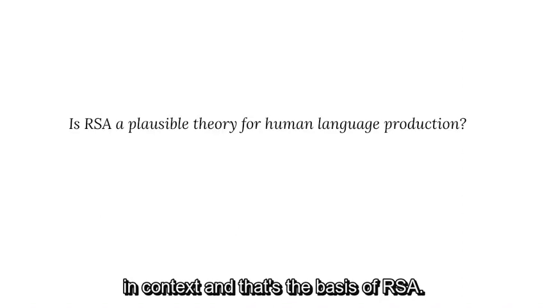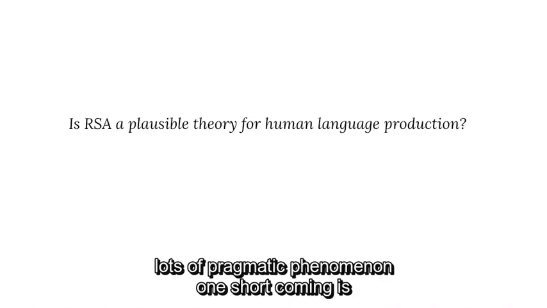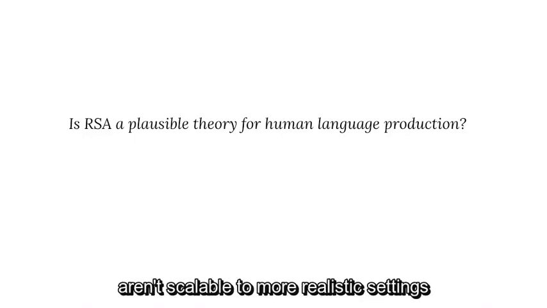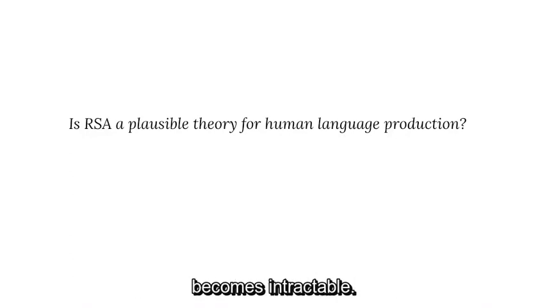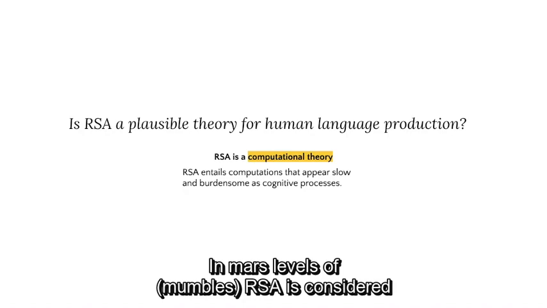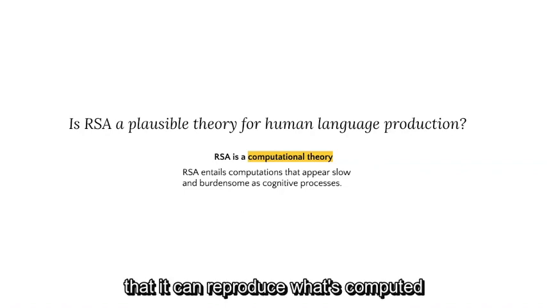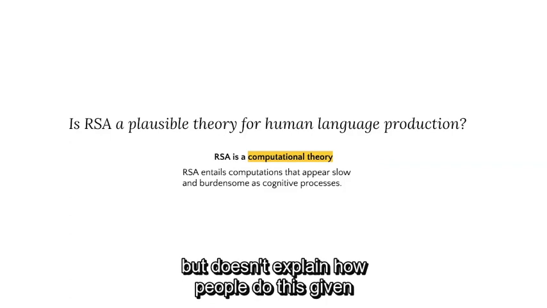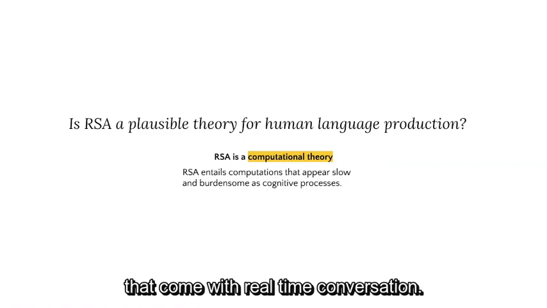But while RSA is able to successfully model lots of pragmatic phenomena, one shortcoming is that the naive implementations of RSA aren't scalable to more realistic settings where considering all possible utterances becomes intractable. In Marr's levels of analysis, RSA is considered a computational account of language production in that it can reproduce what's computed to make these pragmatic inferences, but doesn't explain how people do this given the limited time and computational resources that come with real-time conversation.